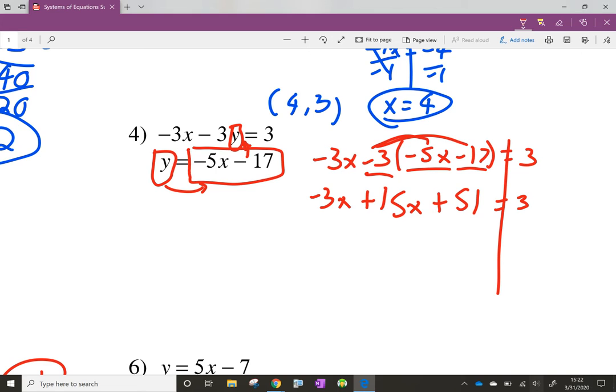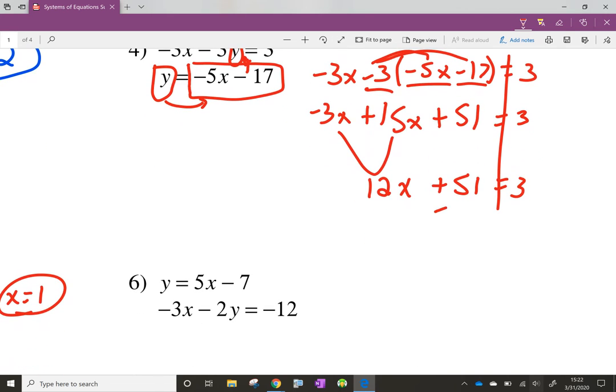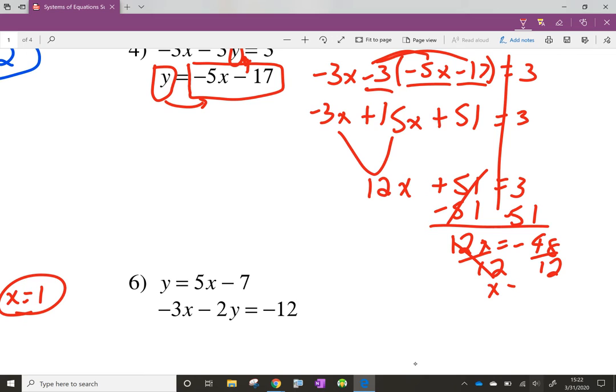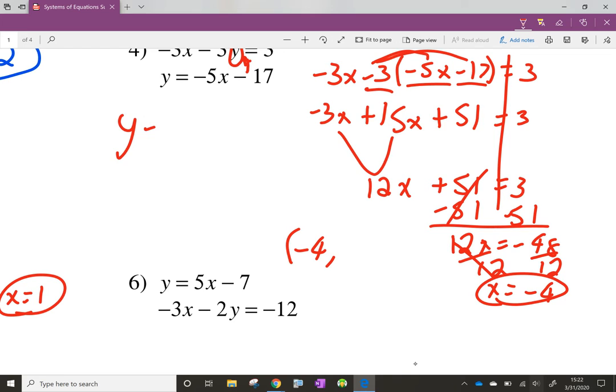And just like all the other problems, we have these two x terms that we can stick together. We can combine them. So negative 3 plus 15 is 12. So that's 12x plus 51 equals 3. Continue solving. Subtract 51. And we have 12x is equal to negative 48. If I divide by 12, then I end up with x equal to negative 4. So in my answer, I have negative 4 as my x value. Simply just plug this in, and find y. So the equation we have is y is equal to negative 5 times x. Obviously, we know x is negative 4. So negative 5 times negative 4 minus 17.